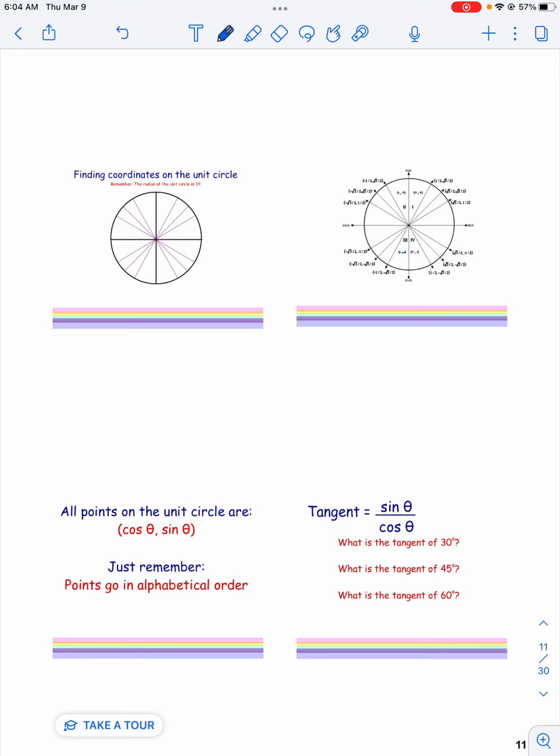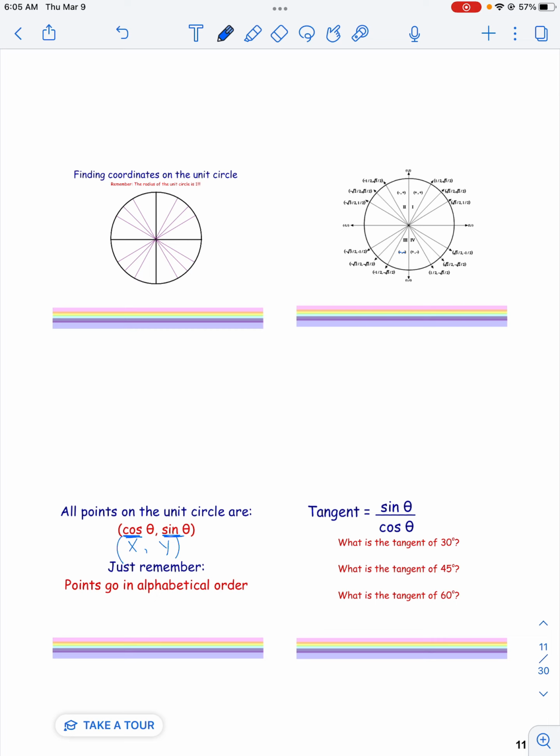Hi everyone. Today we are talking about the tangent ratio, and how to find trig functions when you're not in the unit circle. Just a quick review here. All points on the unit circle are considered x, y. It's just that when we start talking about trig in the unit circle, they become in terms of cosine and sine. So there's nothing different really.